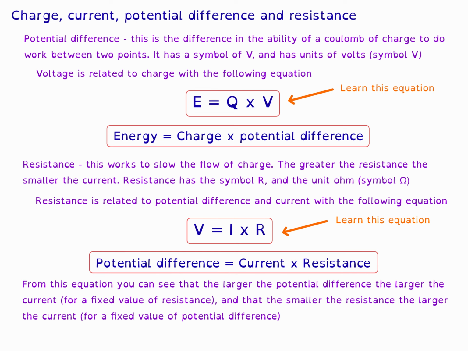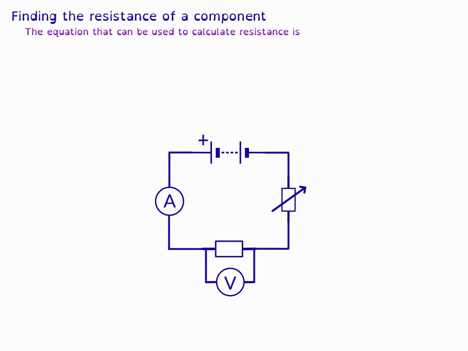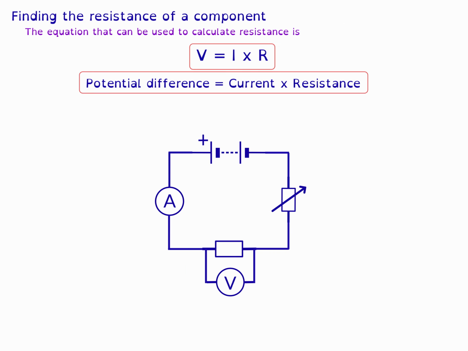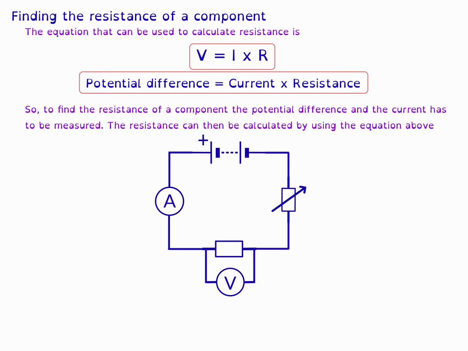From this equation, you can see that the larger the potential difference, the larger the current, and that the smaller the resistance, the larger the current. The equation that can be used to calculate resistance is V equals IR. So to find the resistance of a component, the potential difference and the current have to be measured. The resistance can then be calculated by using the equation above.